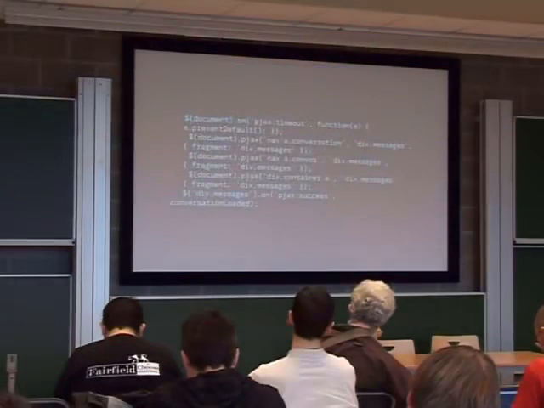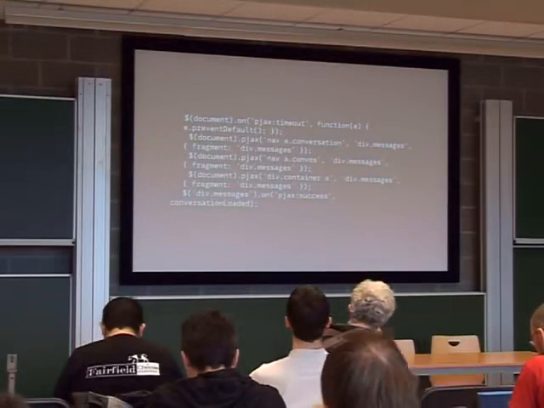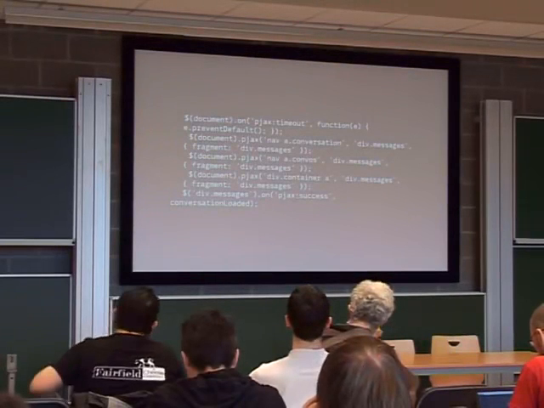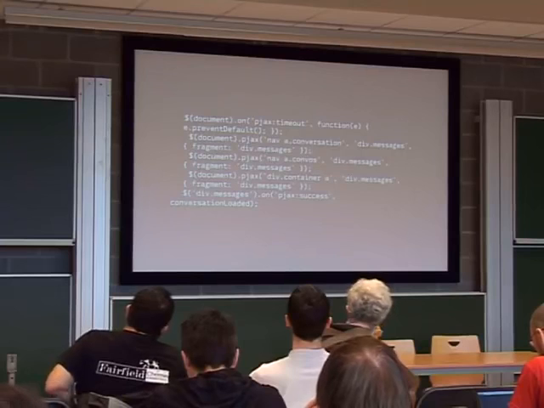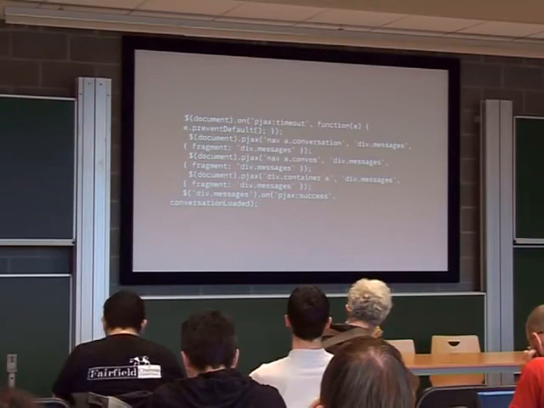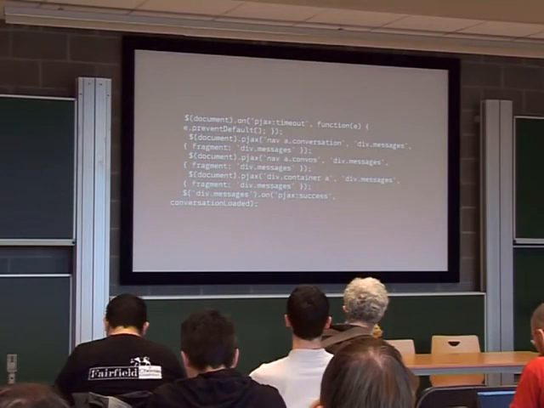So here's how we set that up. For each of the different links, we specify which target it should render into and which fragment it should use. And then we have a PJAX success trigger at the end, which sets up everything based on the new information that we loaded into the divs.